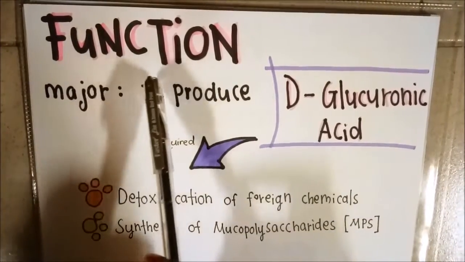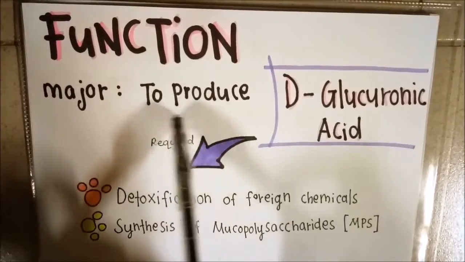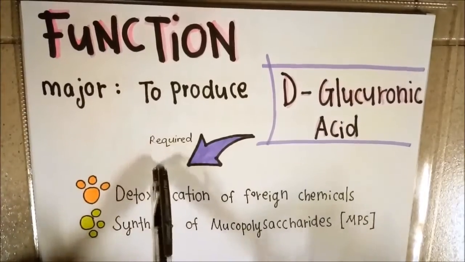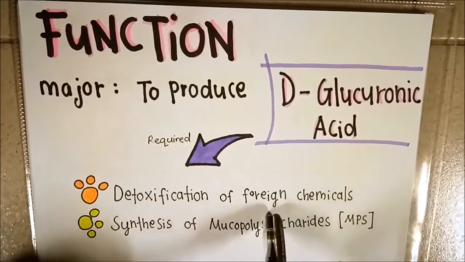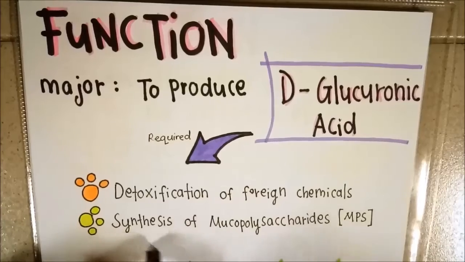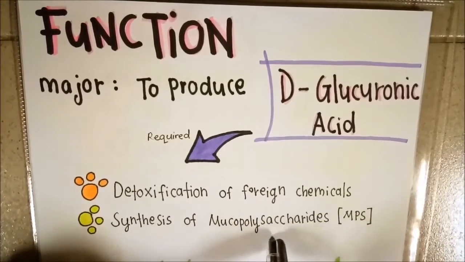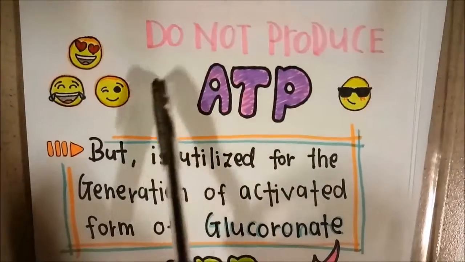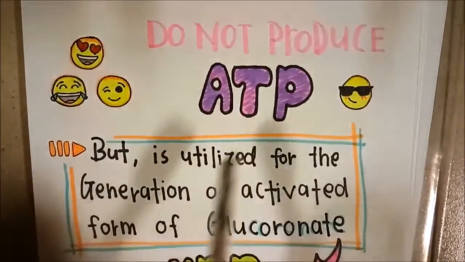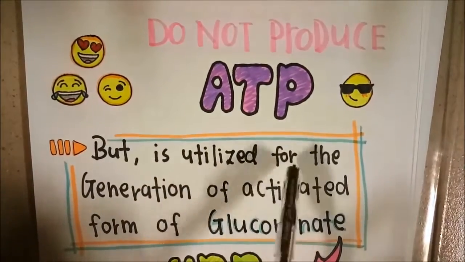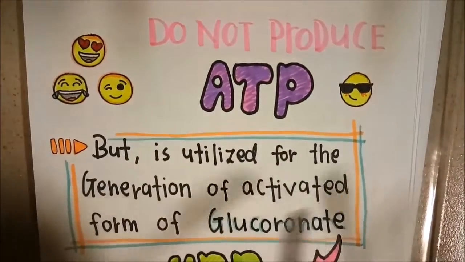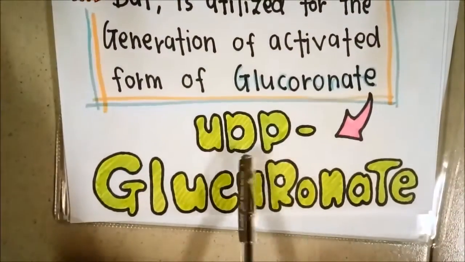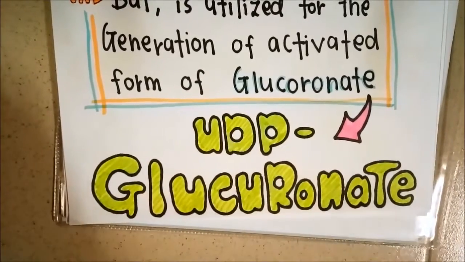The major function of this pathway is to produce D-glucuronic acid, which is required for detoxification of foreign chemicals and the synthesis of mucopolysaccharides, MPS. This process does not produce ATP, but is utilized for the generation of the activated form of glucuronic acid, which is UDP glucuronic acid.